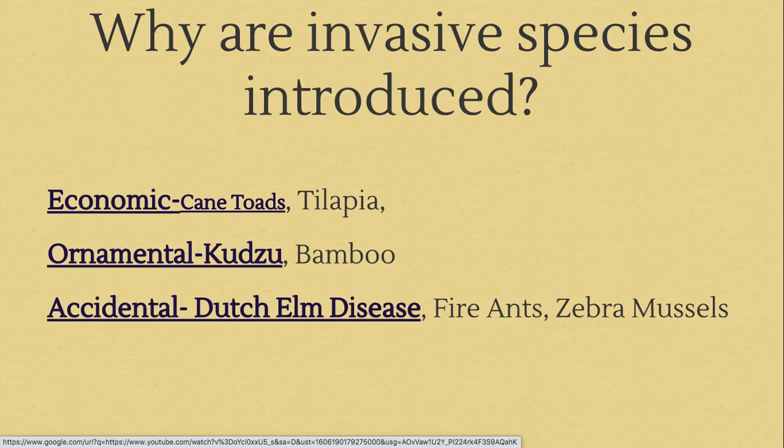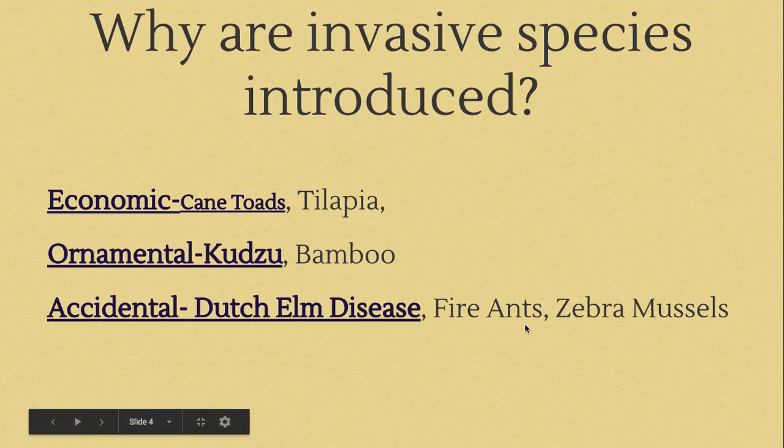Some species are introduced because people think they look pretty, ornamental. So kudzu, bamboo, a lot of different types of flowers or trees don't actually belong in places that they're at now because people put them there because they think they look nice. And then sometimes it can be on accident. People unknowingly transport species through trade, cargo ships, whatever, and they end up getting in places where they're not supposed to be.